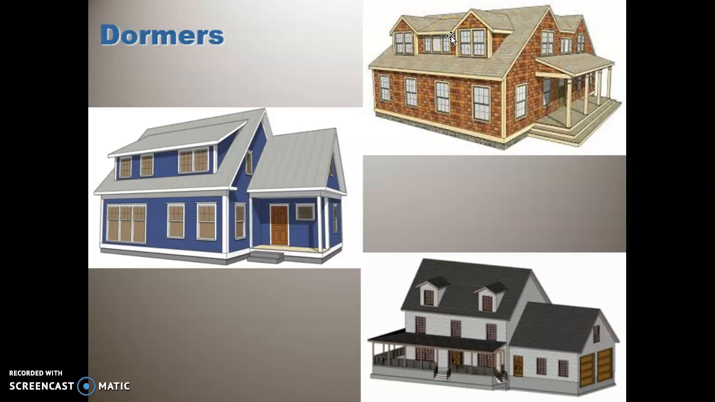Two different functions when I start thinking about dormers. This is actually a livable space on a shed dormer up here. This is a combination shed gable dormer. Livable space. Down here, these are less livable spaces, but what they are is ventilation pieces.